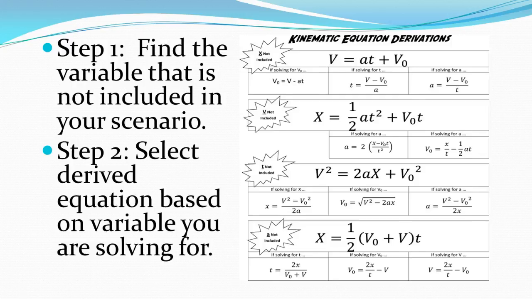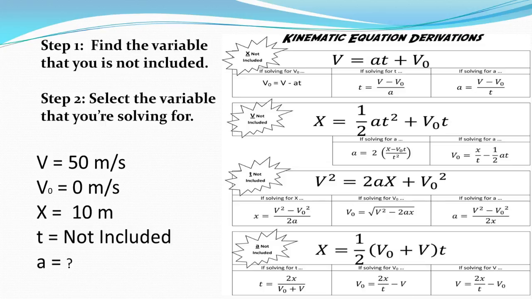For example, if you had this setup, a final velocity of 50 meters per second, an initial velocity of 0 meters per second, x is 10 meters, t is not included, a is what you're solving for. So I'm going to look, t is not included, and I'm solving for a. So I'm going to find the equation that's derived to have a by itself.